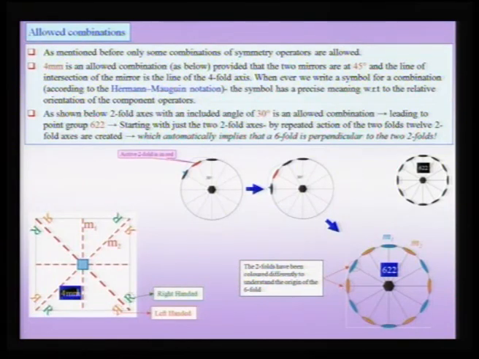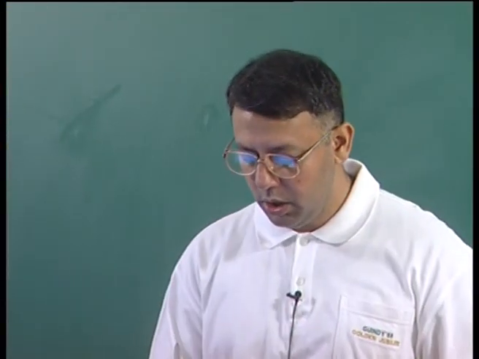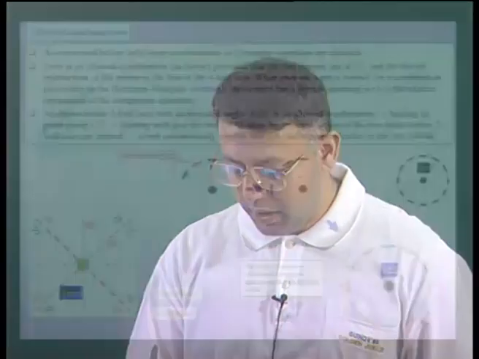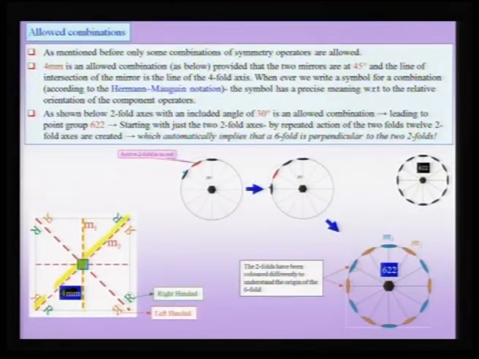Here, though the symbol does not tell all the details about this allowed combination, what we exactly mean by this 4mm symmetry is that you have a fourfold, one vertical mirror and one diagonal mirror, and the orientation between the two mirrors is 45 degrees. These are things which are implied, not explicitly written out, but implied in the symbol. So when I am talking about 4mm, actually what we are talking about is fourfold in combination with M1 and M2. If I call this M1, the diagonal mirror will be M2. And as you can see, the line of intersection of the two mirrors M1 and M2 is the line of the rotation axis, which is the fourfold.